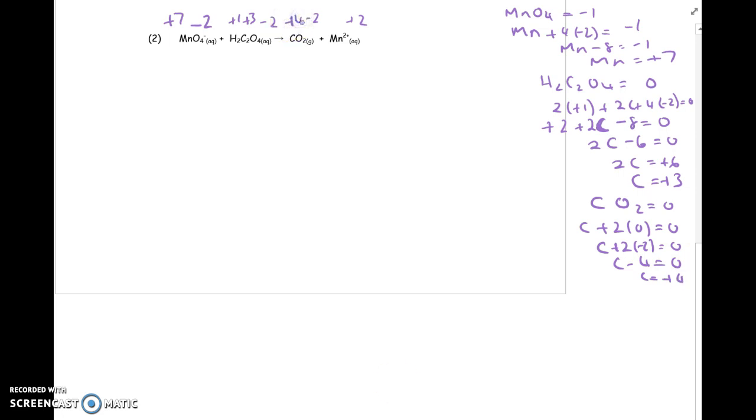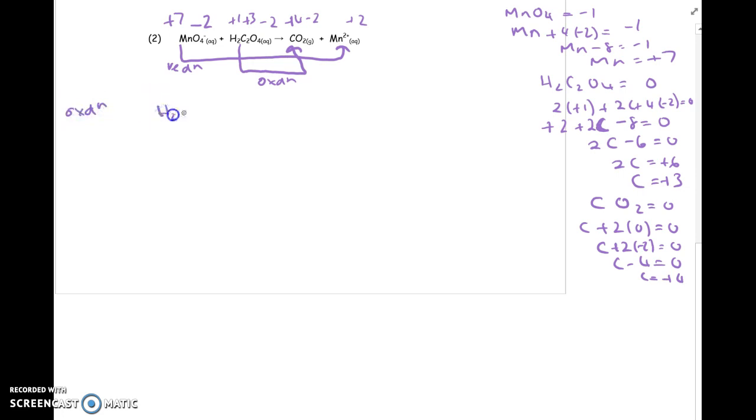So now that we've done the oxidation numbers, you can see that manganese here goes from plus 7 to plus 2, so that's reduction because it's going down in oxidation number, and the carbon in the oxalic acid goes from plus 3 to plus 4, so it's going up in oxidation number, so that is oxidation. So now that we've worked that out, we can actually break it into half equations.